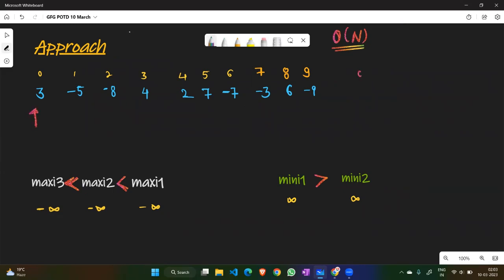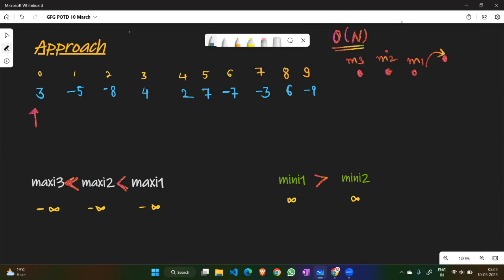So we can see, let's consider these three dots as M1, M2, and M3. Now we are getting a number which is greater than maximum 1. 3 is greater than minus infinite. So this number is greater than maximum 1. Since we want the first three greatest numbers, what will we do?